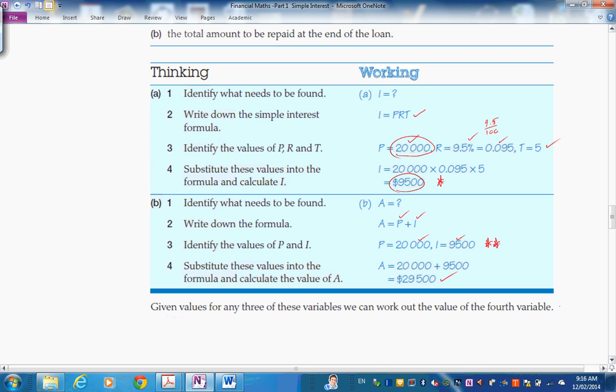Okay, so here Pearsons is saying given values for any three, we can work out the value of the fourth. So we're going to do that. Now, do you think this system is fair? You'll be paying off the loan as you go each month, won't you? And what can you say? What does the formula suggest?